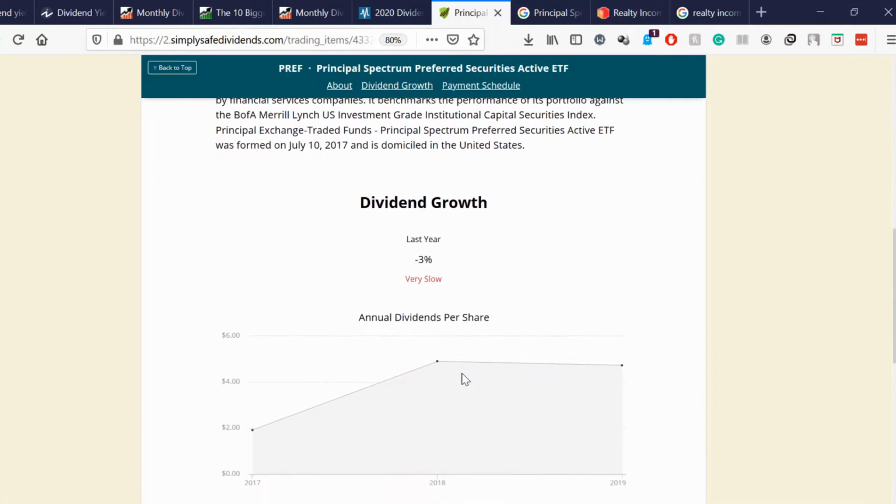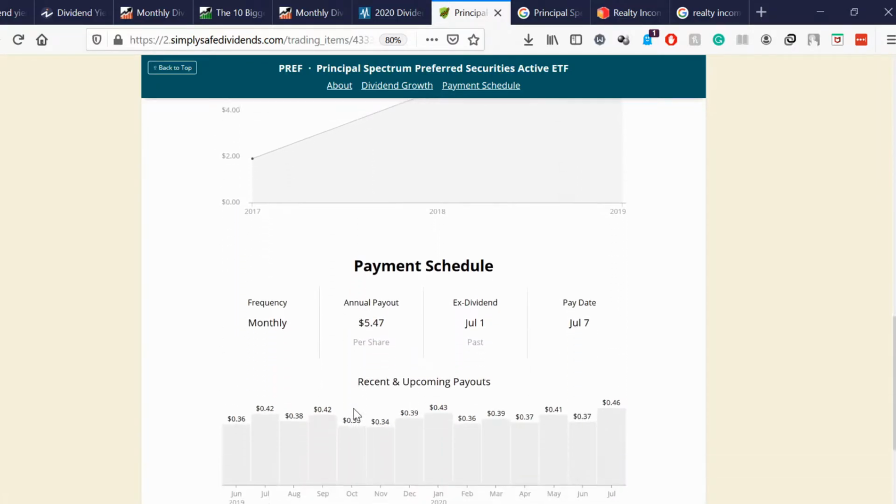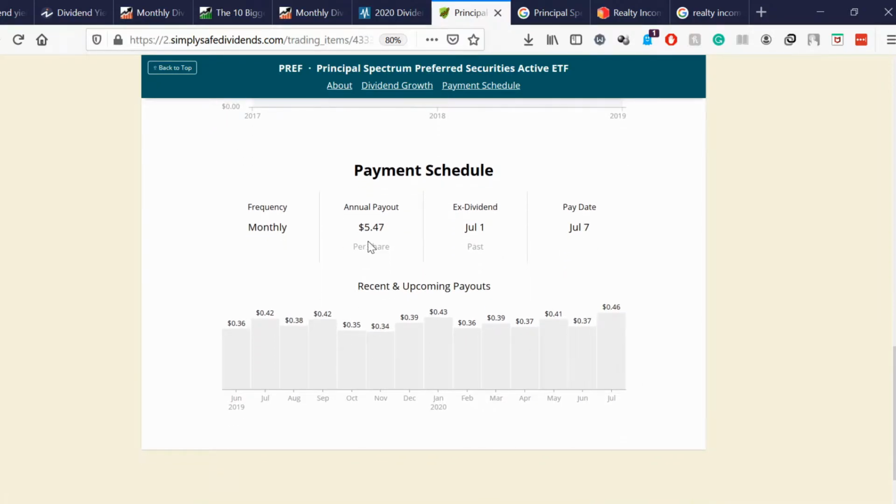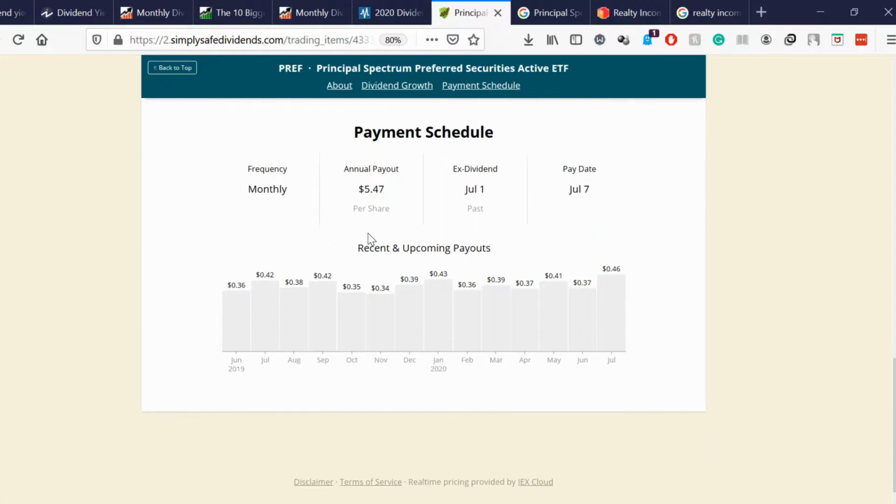And I come down to dividend growth. It's very slow, -3%. They've only been paying since 2017, so that's not a very long time. And they do pay monthly, which, I like monthly payers. However, it's not consistent. Look at this. It's up, it's down, it's up, it's down, it's up, it's down. And per share, you're going to be getting $5, assuming nothing changes with their yield. They don't cut it or anything.